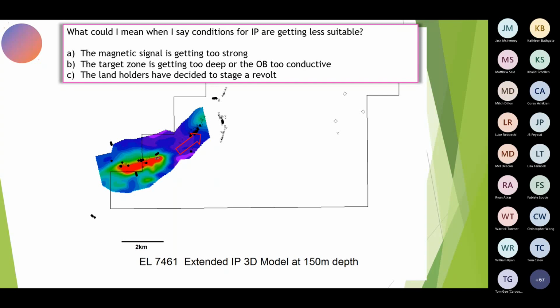Yep, that's exactly right. Yeah, so target zone is getting too deep. Magnetic fields don't affect IP. We don't map magnetite with IP or magnetic fields, but the thing that really does happen to IP is if the overburden is getting too thick or too conductive. And that means we're not actually energizing the basement. So as much as we might want to continue our IP, there's no point because we're not going to be mapping the basement.